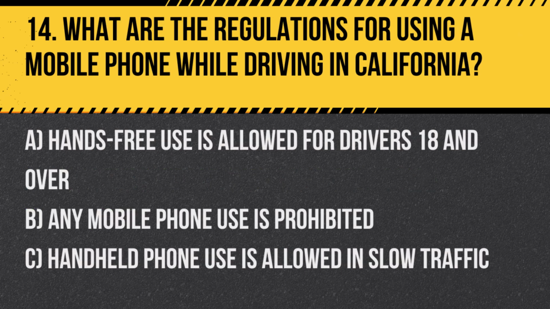Question 14. What are the regulations for using a mobile phone while driving in California? A. Hands-free use is allowed for drivers 18 and over. B. Any mobile phone use is prohibited. C. Handheld phone use is allowed in slow traffic.